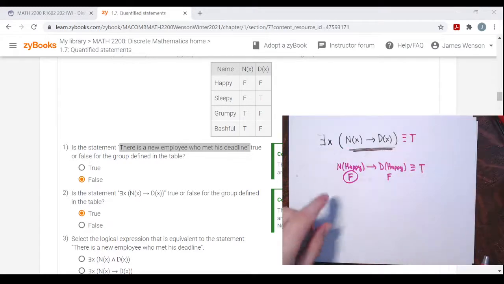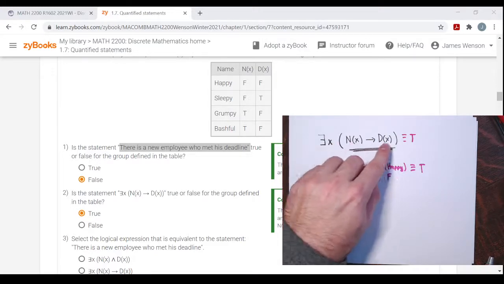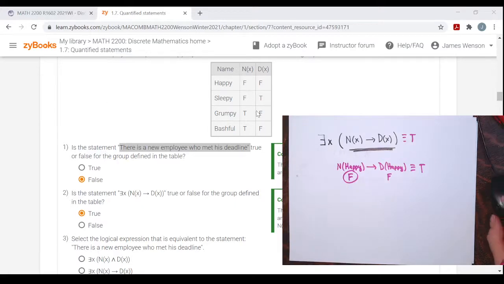Because again, all I need to do is find one. Is there a single employee? Is there at least one employee that makes this a true statement? And that would be happy. Sleepy would also make it true, but as long as you find one. All right, so that was a true statement. My apologies.